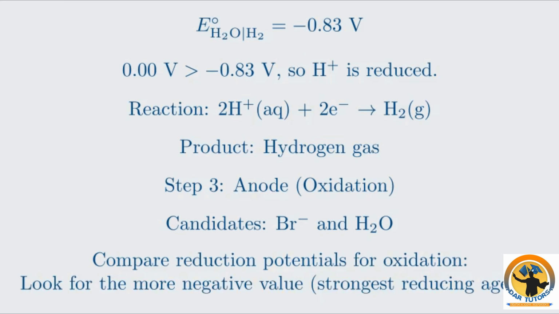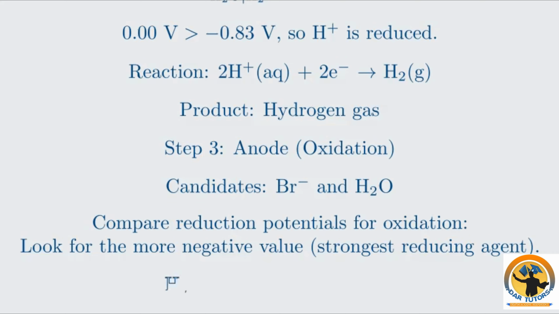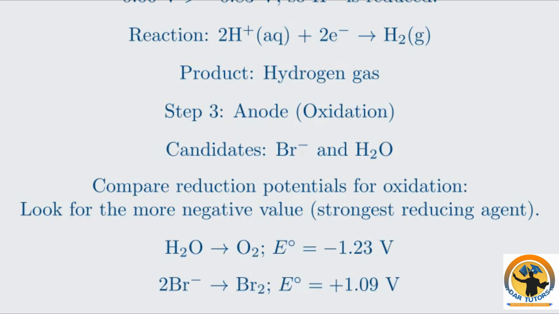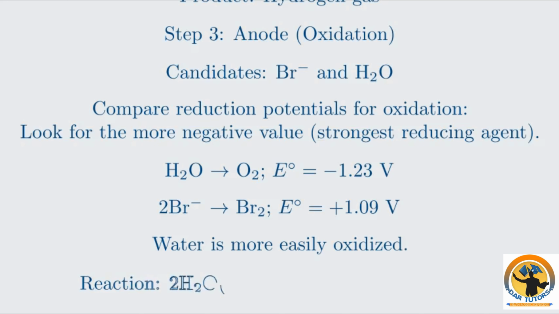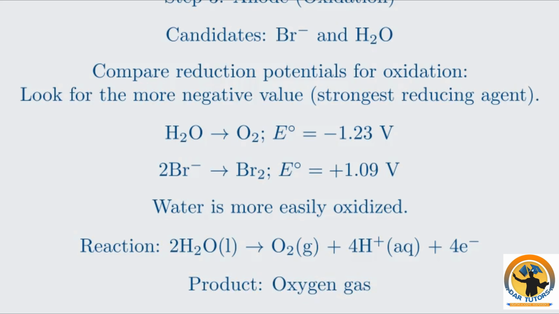When comparing their reduction potentials for oxidation, we look for the more negative value, as this corresponds to the strongest reducing agent. The reduction potential for water to oxygen is negative 1.23 volts, and for bromine to bromide, it's plus 1.09 volts. Therefore, water is more easily oxidized than bromide. The anode reaction is 2H2O to form O2 gas, 4 H+ ions, and 4 electrons. The product is oxygen gas. Therefore, the gases produced are hydrogen gas at the cathode and oxygen gas at the anode.